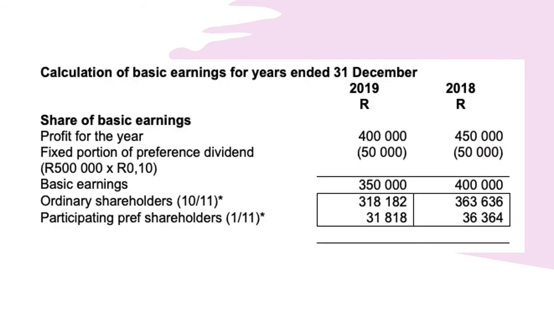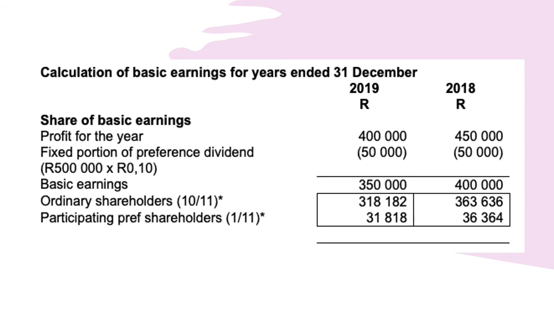Let us first take a look at the comparative year, the 2018 financial year. The profit for the year amounted to 450,000 Rand. We know that in order to calculate basic earnings, we take the profit or loss for the year after tax and we deduct non-cumulative preference dividends actually declared. We know that preference dividends were paid and declared in the 2018 financial year simply because we were given the fact that preference dividends were paid in the retained earnings column provided to us in the information.